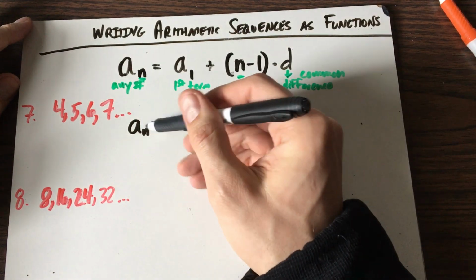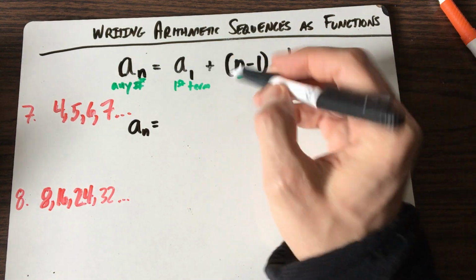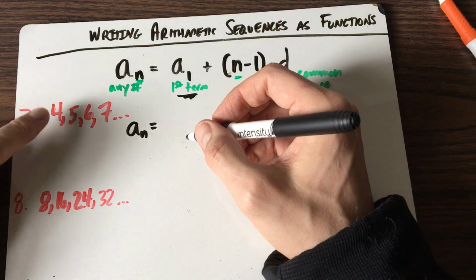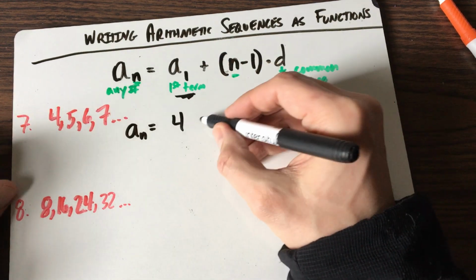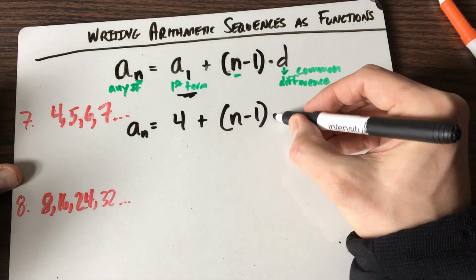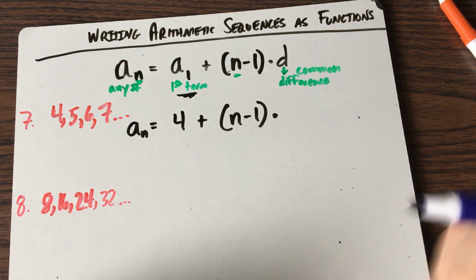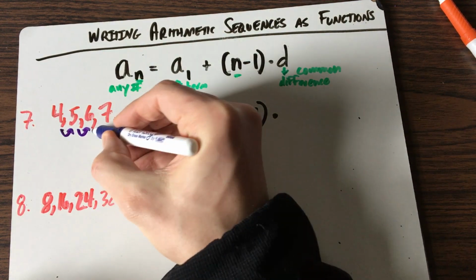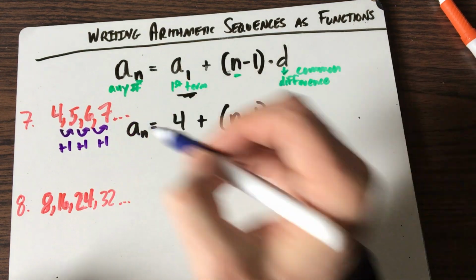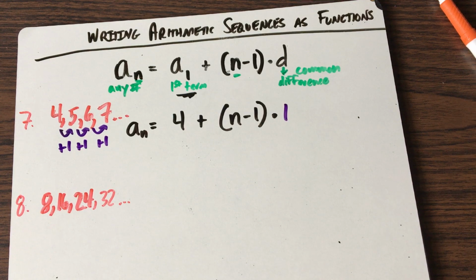A sub n, if I'm looking for any number in this list, I'm going to have an equal sign, and then I'm going to do a1. a1 is the first number in the pattern. The first term on this one is a 4. Plus n minus 1 is always there. And then you're going to multiply it by the common difference. Common difference is, what's the pattern? What are these numbers counting by? What's the consistent change from one term to the next? They're obviously adding 1, positive 1, right? Because they're adding. So I'm going to put a 1 right there. The common difference was 1.